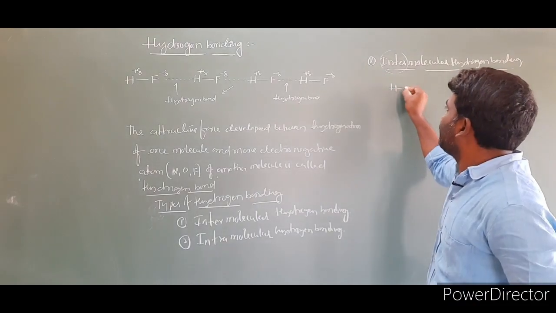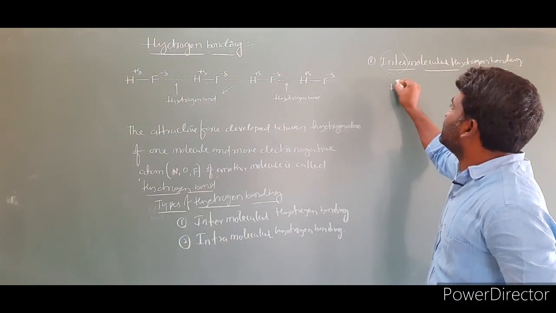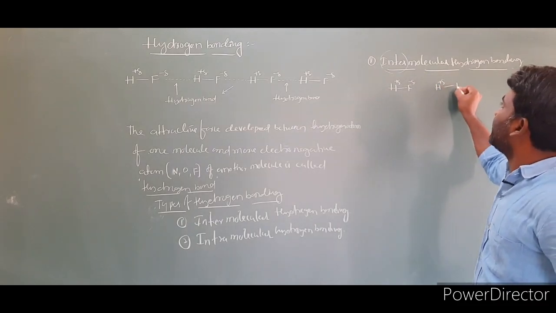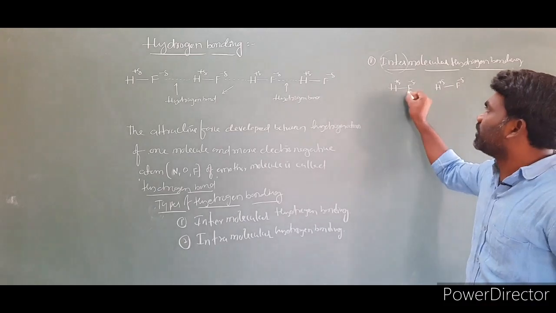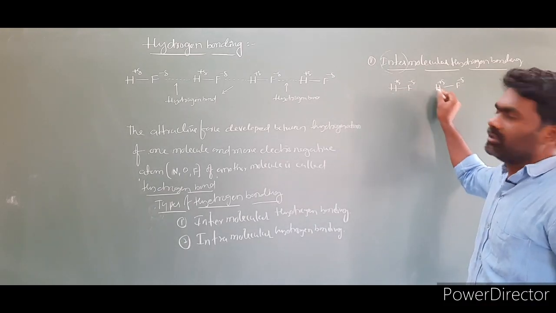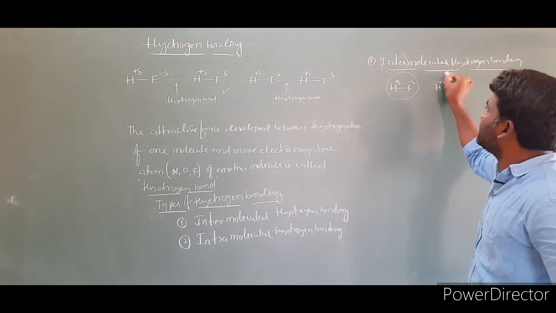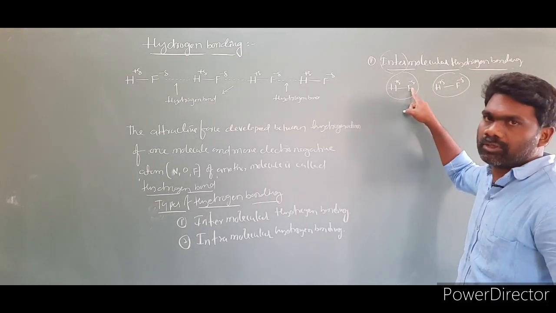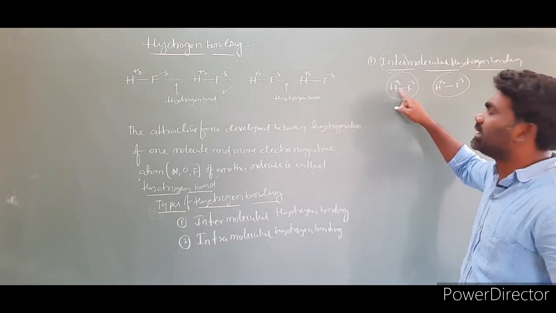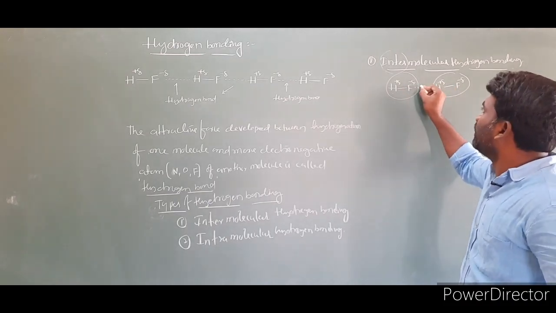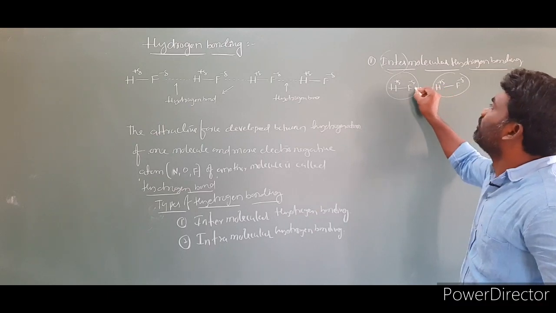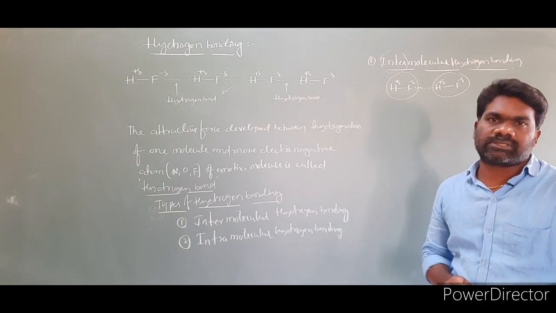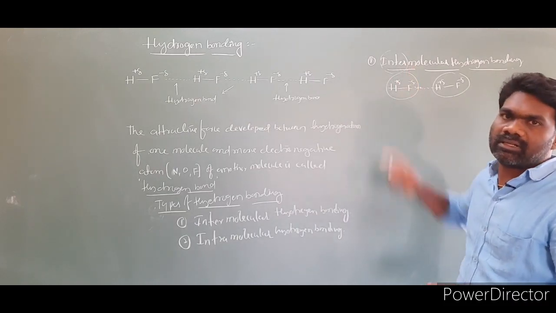So I am taking the HF molecule again. This is the partial negative, this is the partially positive. Here this is partially positive, and here this is partially negative. So this is one molecule and this is another molecule. Both are two different molecules, of the same type, HF molecules, but two molecules. Between the two molecules, there is a hydrogen bond. The hydrogen bond developed between the two molecules is called intermolecular hydrogen bonding.